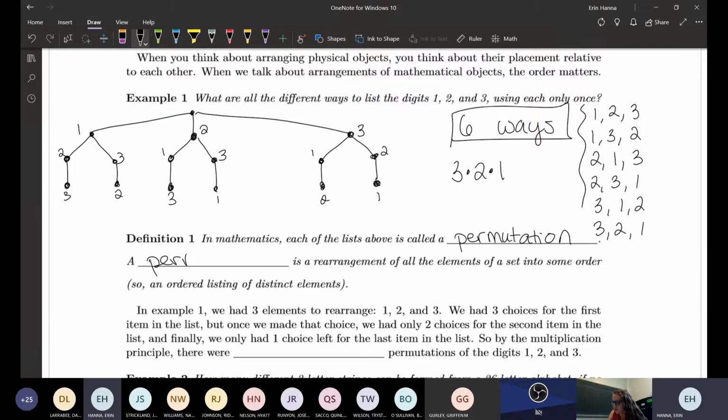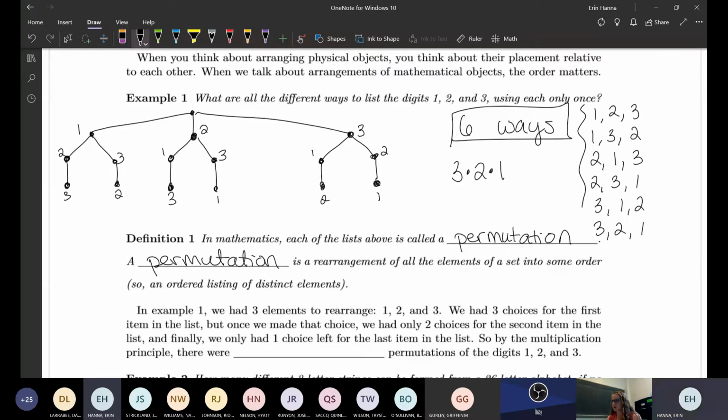And a permutation is a rearrangement of all elements in a set into some order. So we essentially had the set of the numbers 1, 2, and 3, and if I rearrange them into any particular order, that would be a permutation. So absolutely each one of those ways I can write those digits is considered to be a permutation.